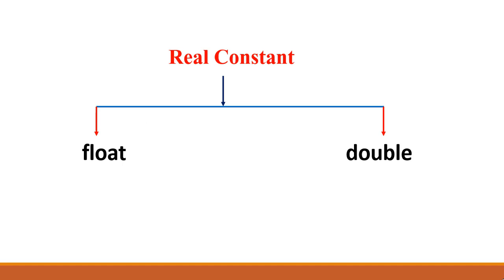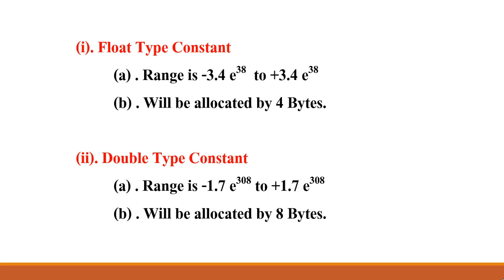Next, real constants. Real means decimal values. These decimals are of two types again: float and double. Float and double are both decimal values only, but the size and the range are different. Float occupies 4 bytes of memory. The range of float is minus 3.4 e power 38 to plus 3.4 e power 38. If we have a number of decimals, we take them into the exponential part.